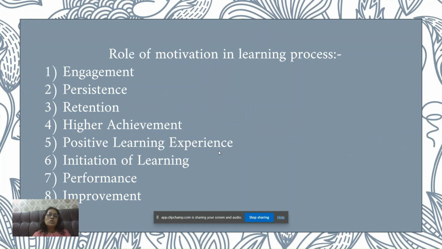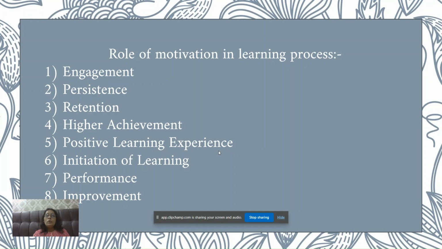Okay. There's a retention. When you're self motivated, or when you're motivated, basically, not even self motivated, when you're motivated, there'll be a retention, the retention rate will be high. What does that mean? That you are able to keep things, or take away things in a positive way that is going to remain for a longer period of time in your mind. Higher achievements. When you're motivated, you always aim for a better, a higher goal. You aim and then you try to achieve that aim.